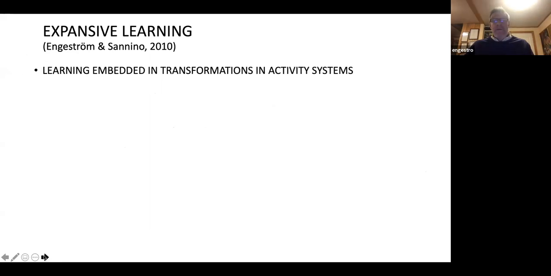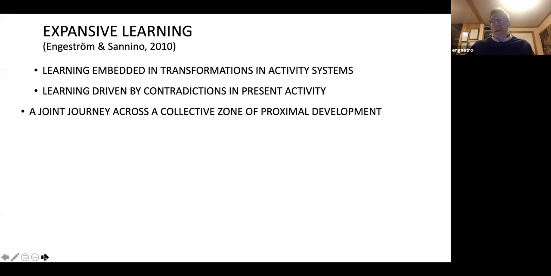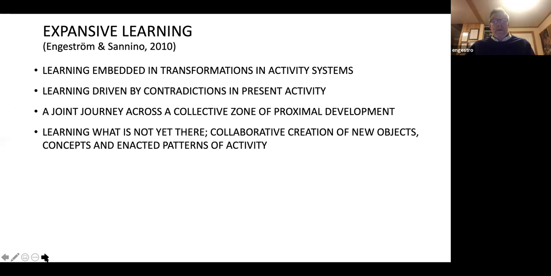Expansive learning is, first of all, learning that is embedded in transformations in activity systems. It's learning driven by contradictions in the present activity. And we can understand it as a joint journey across a collective zone of proximal development of an activity or multiple activities. And it is learning what is not yet there, collaborative creation of new concepts and enacted patterns of activity.